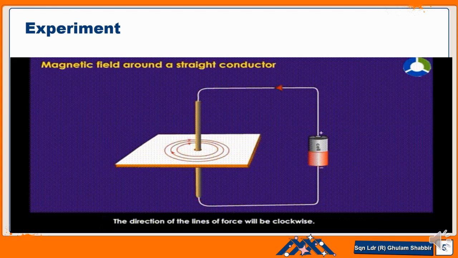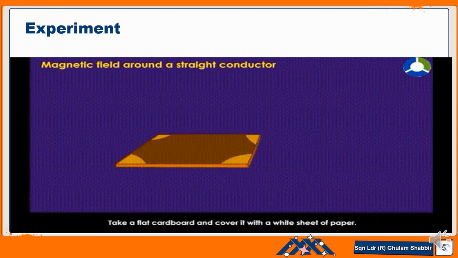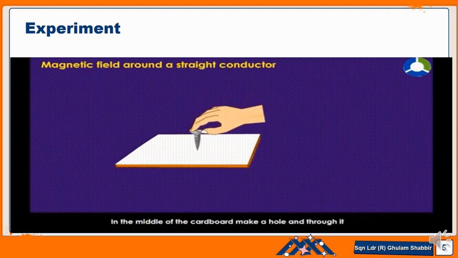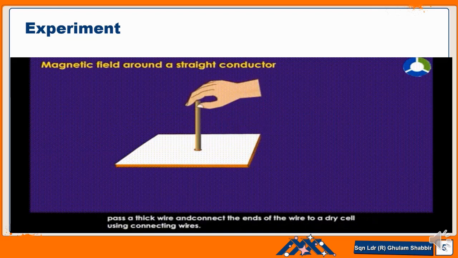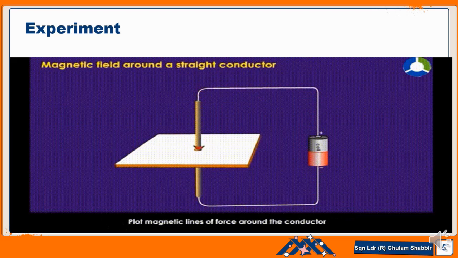The direction of the lines of force can be determined with the help of the right hand grip rule. So this experiment shows that whenever the current is passing through the conductor and the direction of the current is given, then the magnetic field lines are produced. These magnetic field lines are in a circular path.